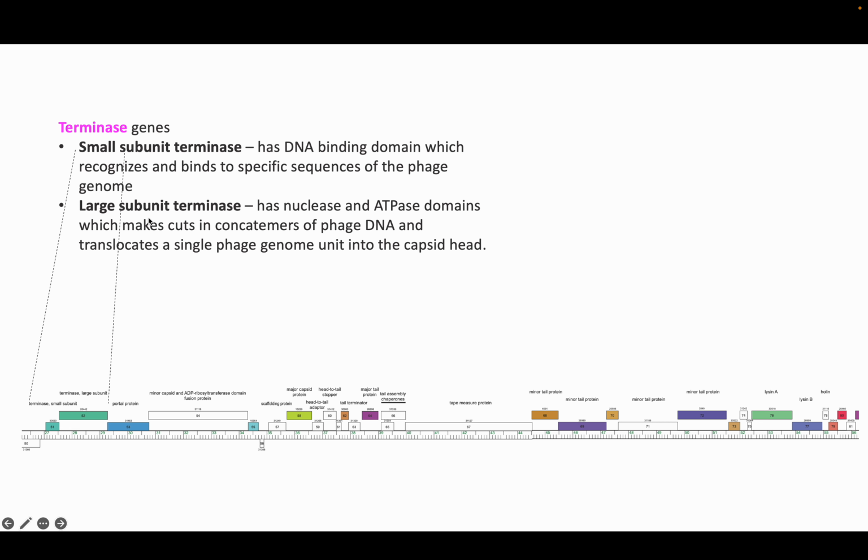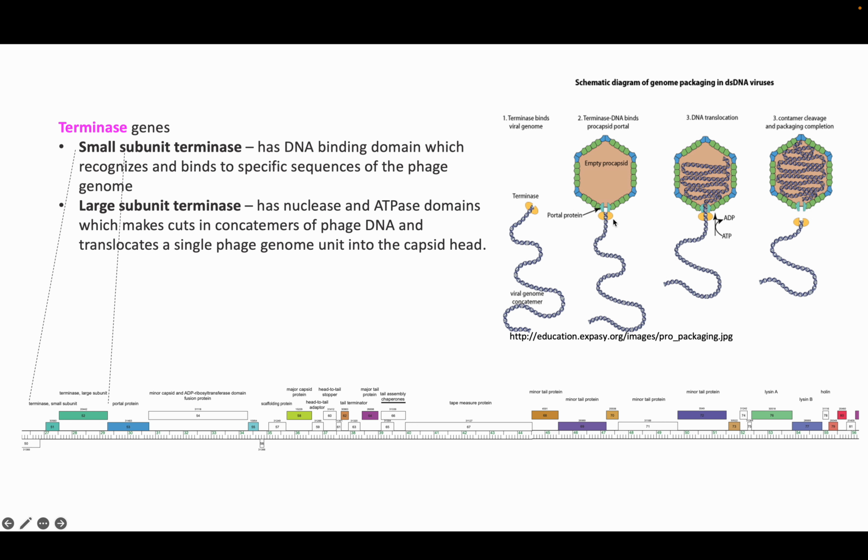The large terminase works with the small terminase, and it has two different functions. It has one domain that has nuclease activity, which means it can cut DNA, and it has another domain that has ATPase activity. This domain acts as a molecular motor. And what this does is allow the terminase to translocate the phage genome into the capsid head and make cuts at appropriate points in the phage genome so that there's a single phage genome unit inside the capsid head.